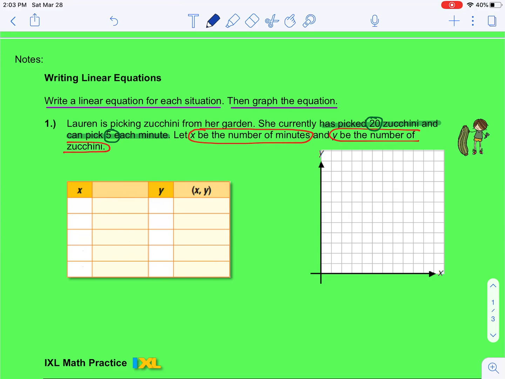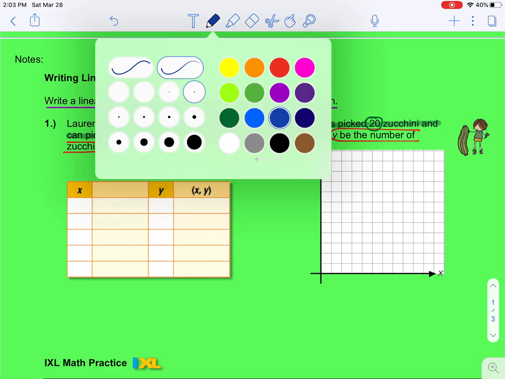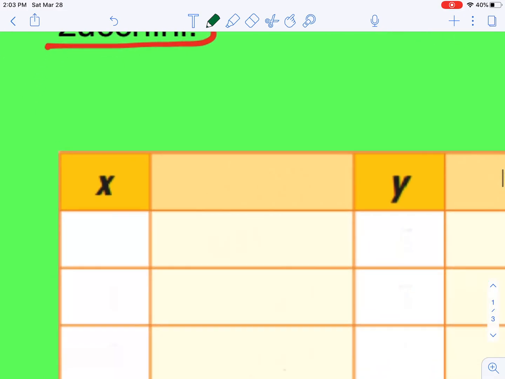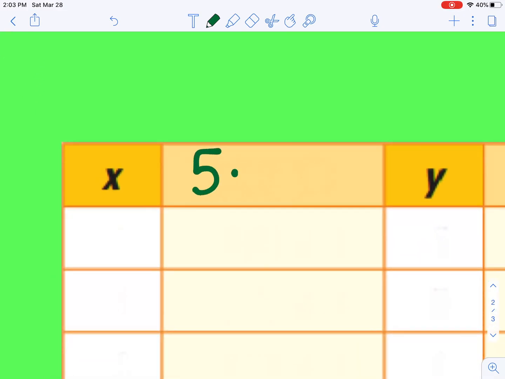So the first thing I want to do is find my equation or my function rule, and I did highlight that in green. It says that Lauren has picked 20 zucchini already, so that's what she currently has, and then she picks 5 each minute, so it's going to be added to the 20 that she already has. So it's 5 for every minute. So after 1 minute she's got 5, after 2 she's got 10, after 3 she's got 15. So it's a multiplication problem. So it's going to be 5 times the number of minutes, and then she already had 20. So I'm going to have to take that number that I generate there, and I'm going to add 20 to it.